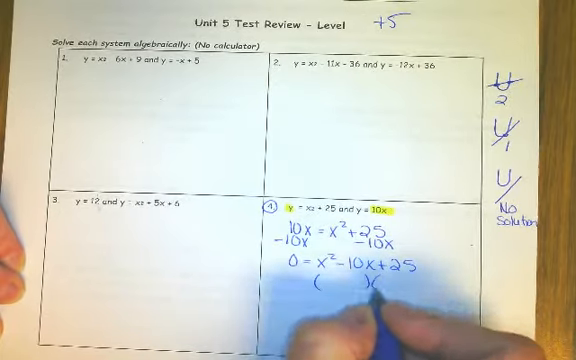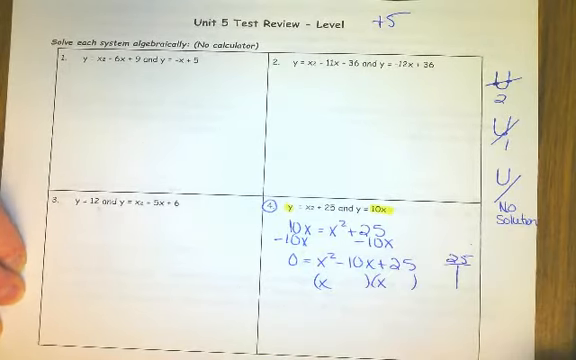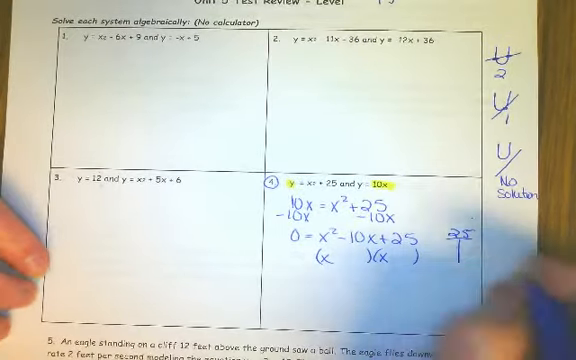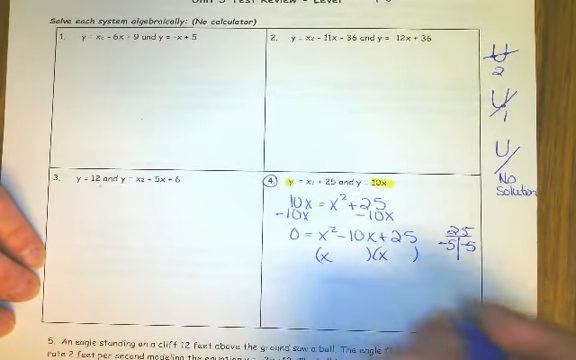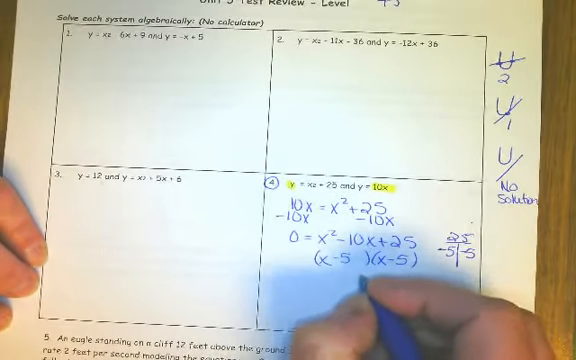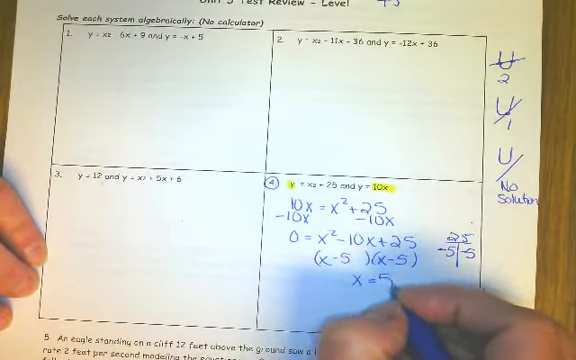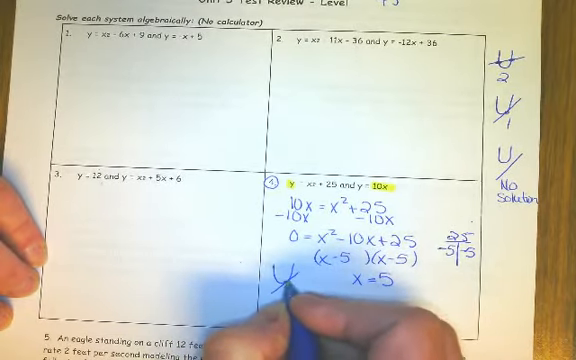Okay, so now I need to factor it. So what two numbers will multiply to get 25 and combine to get negative 10? And that's going to be negative 5 and negative 5. So x minus 5, x minus 5, which means that x just equals 5. So this will actually be an example of just one solution.